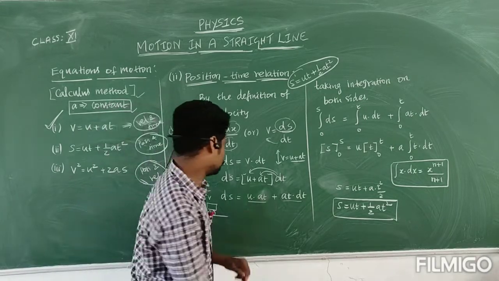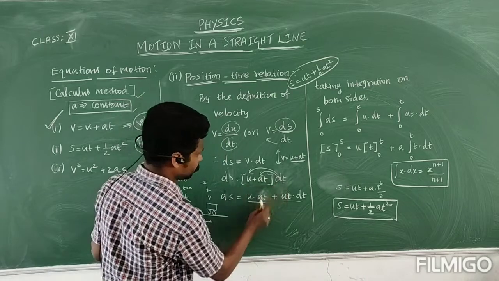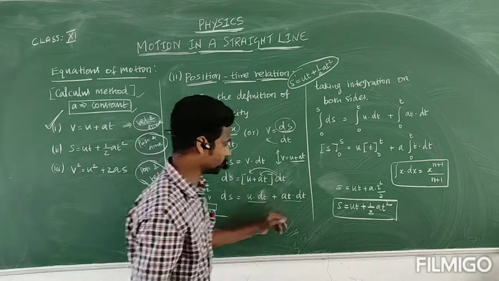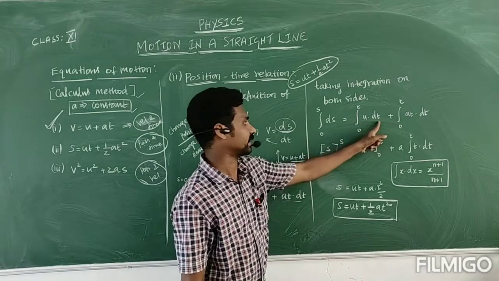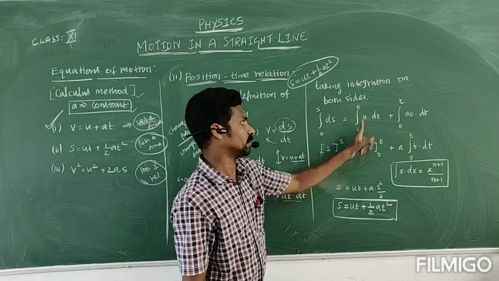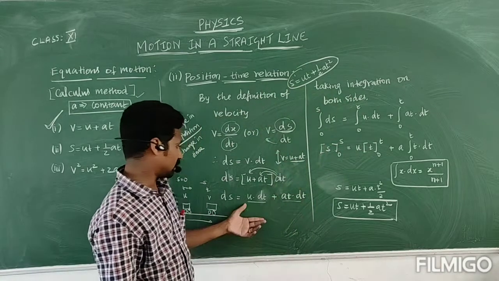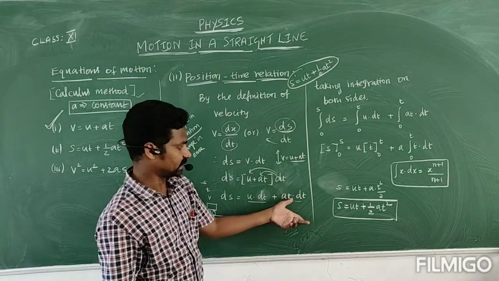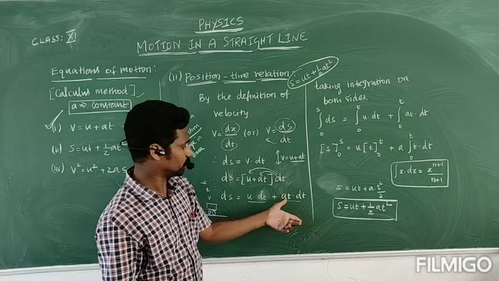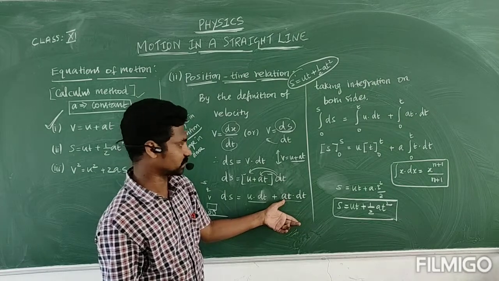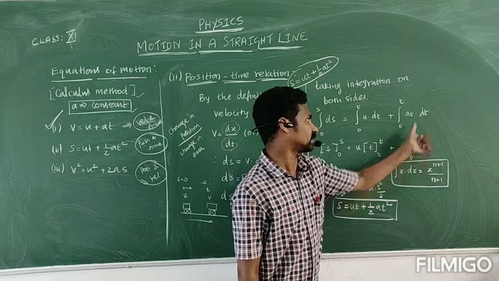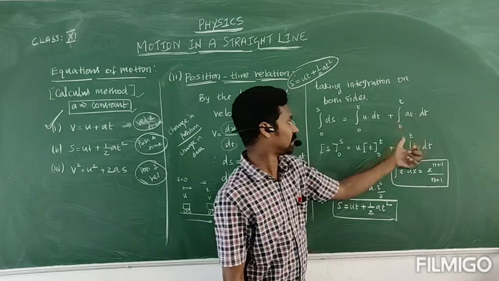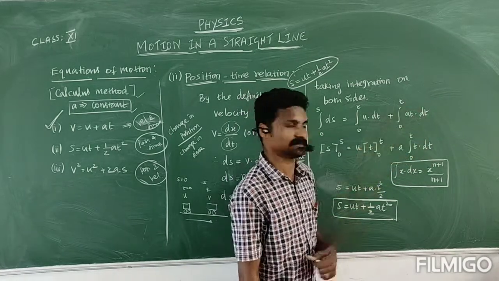So listen, u into dt. Here only the time factor is changing. So the starting time is 0, the ending time is t. Like that, the next one is a t into dt. You know a is already a constant, so let's take a outside, and the remaining changing value is time. As usual, the starting time is 0, the ending time is t.